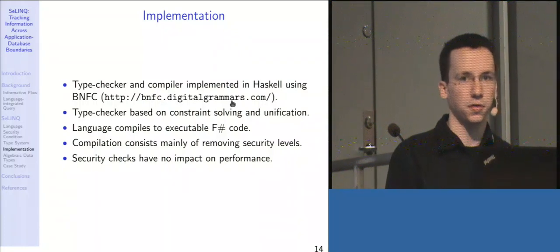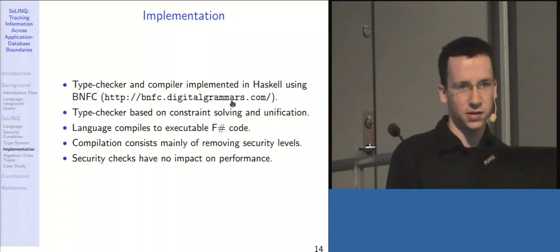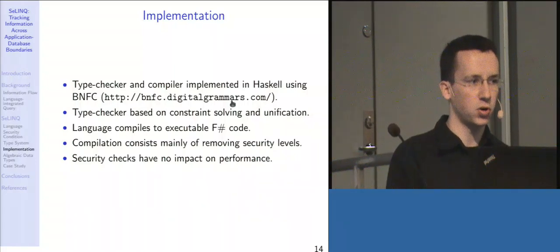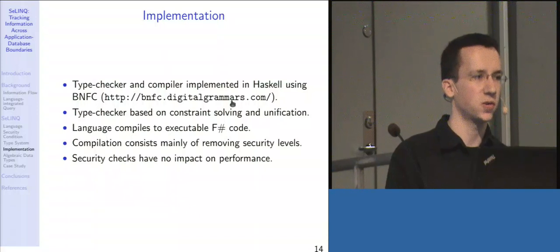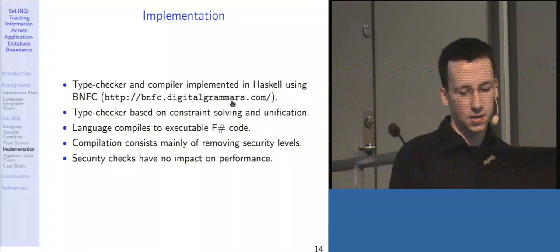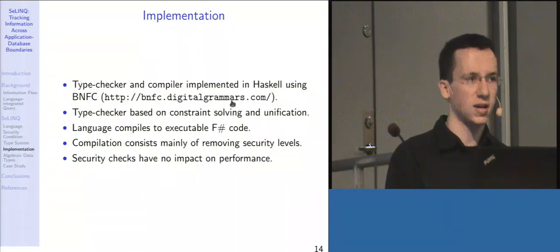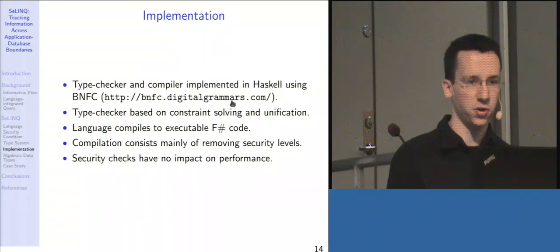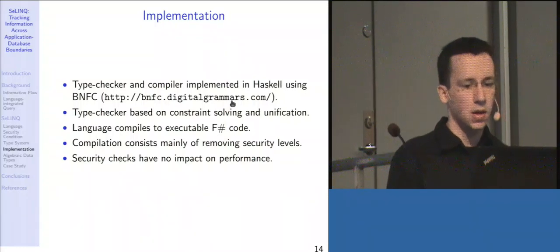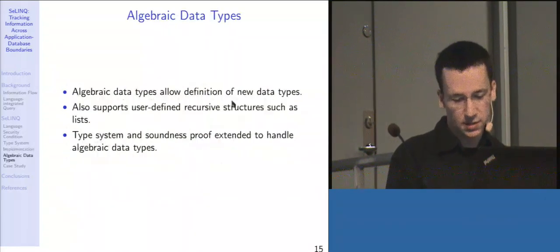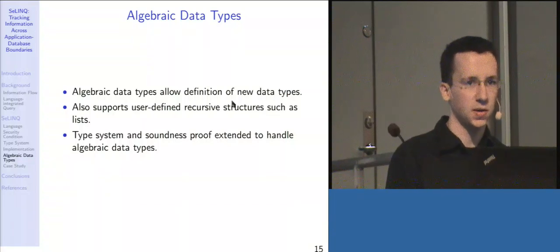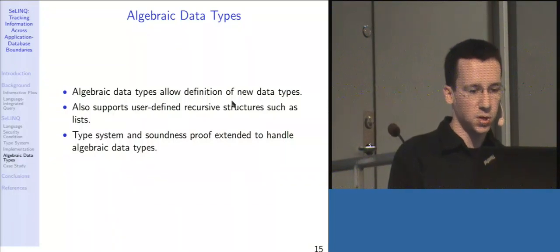And the type checker is a fairly standard thing. It's based on constraint solving and unification. And to compile it, it's a very straightforward process. We just remove the level annotations on types, and then what you get out is basically valid F# already. And since this is a static approach, and we just do the type checking in advance and then erase all the security stuff, this doesn't have any impact on the performance when you actually run the program. And then, slightly orthogonally to that, we also extended our approach to algebraic data types, which fits quite well in this setting.